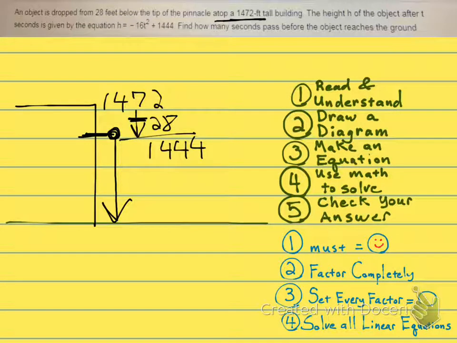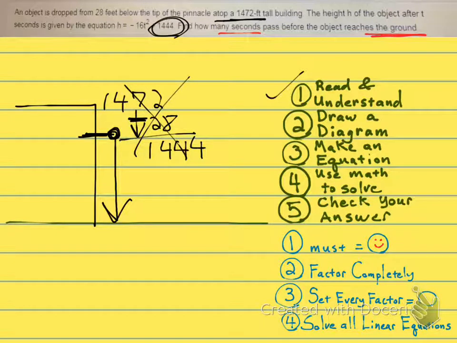1,444. Okay, have you seen that number? Yeah, it's right here. It's already in the equation. So really, we don't need to know any of this. It's good to read the problem. We drew a diagram, but we don't need to know any of this to solve this equation. Now, what we do need to know is that they're asking us for how many seconds pass before the object reaches the ground.